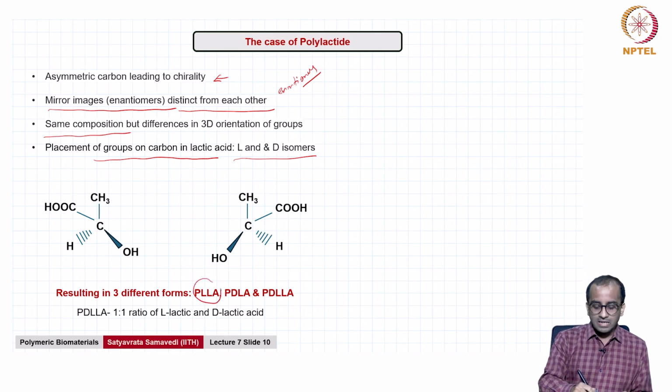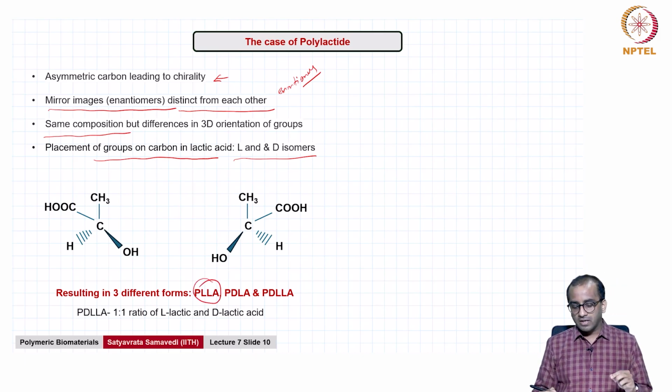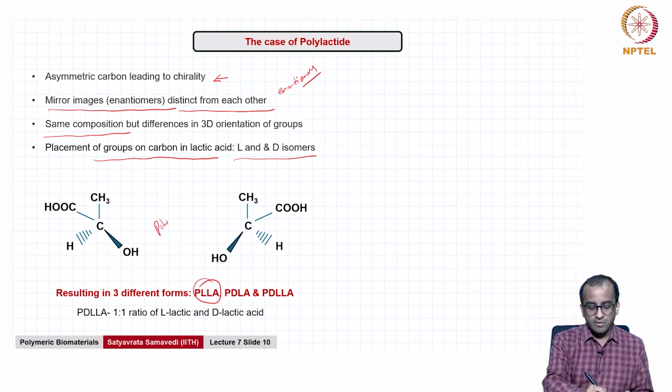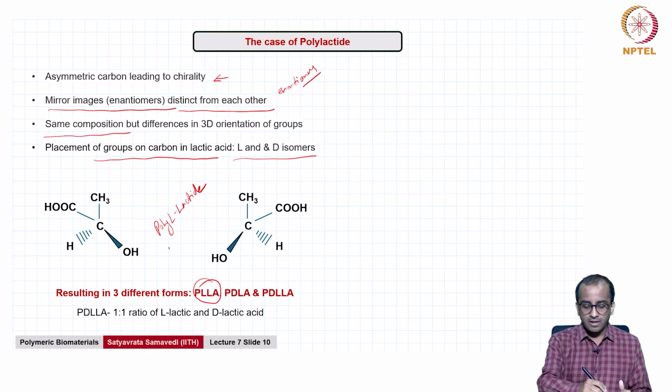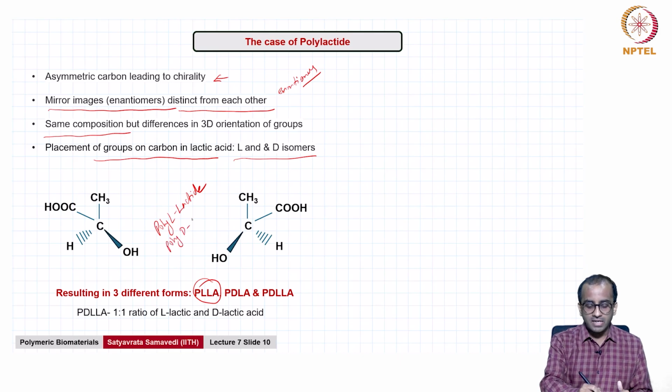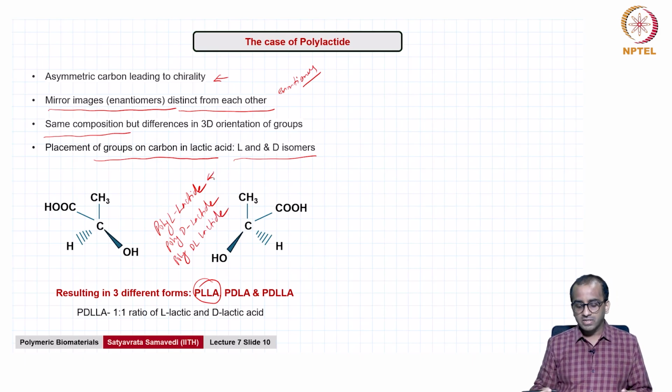So, you can have PLLA, where it is simply poly L lactide. You can have PDLA, which is poly D lactide, and you can have PDLLA, which will be poly DL lactide, where the first one is made up of only the L isomer, the second one is made up of only the D isomer, and the third one is made up of potentially both isomers in some combination, typically 1:1.